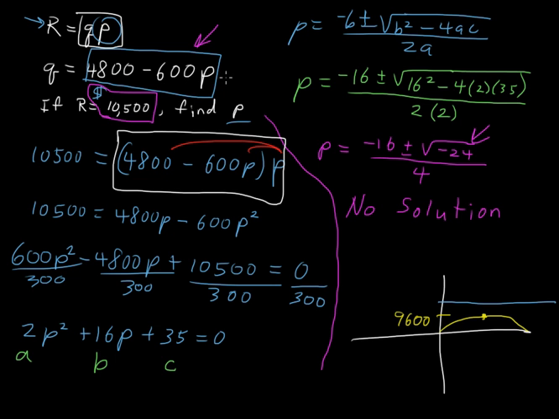There is no price, and that makes sense too, because in real life you can't just set a price and get any old revenue you want. That'd be great, but it doesn't work that way. So in this problem, there is no solution, no price that'll give you that revenue. I hope that helps.